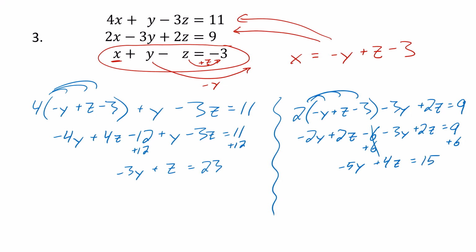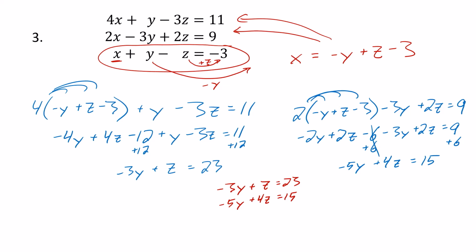So now essentially I'm going to go ahead and bring those things back together and write this as a new two variable system. So this would be negative 3y plus z equaling 23 over a negative 5y plus 4z equaling 15. So similar to what we just did on the previous two problems, here I have the decision of, do I want to continue in the substitution idea or do I want to eliminate?